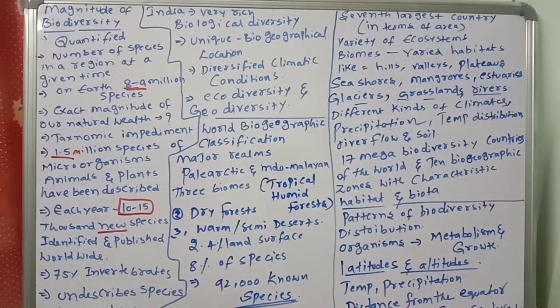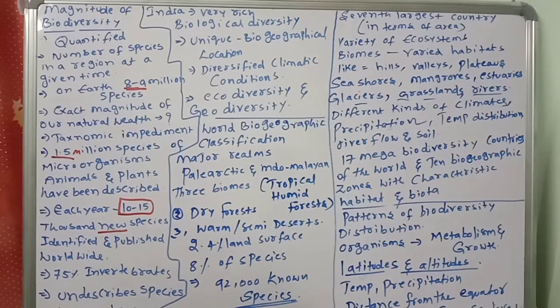What are the invertebrates? Protozoa, Porifera, Coelenterata, Platyhelminthes, Aschelminthes, Annelida, Arthropoda, Mollusca, Echinodermata. So 75% are invertebrates. Next, the number of undescribed species is undoubtedly much higher.